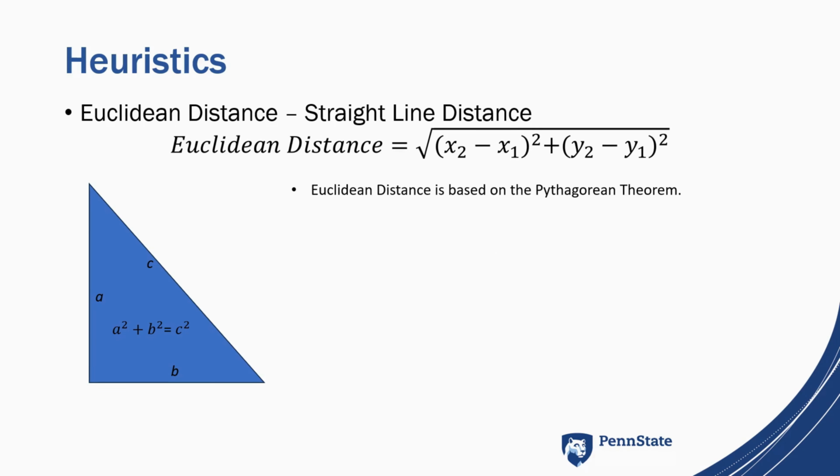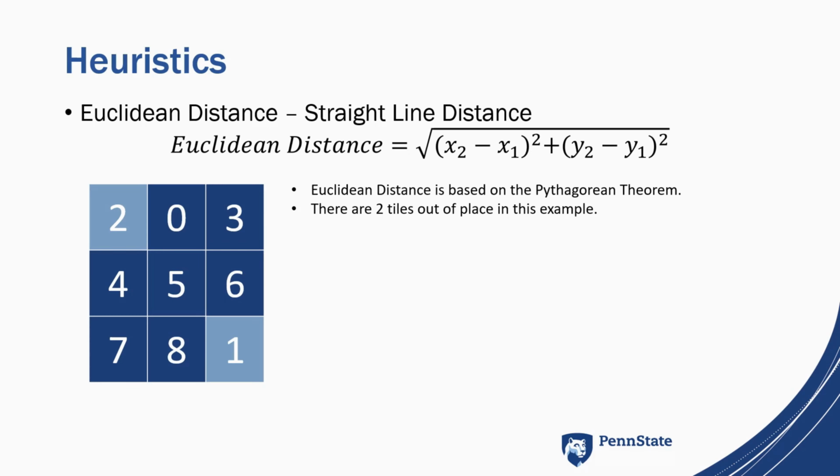While Manhattan distance is akin to walking blocks in a city, Euclidean distance is as the crow flies, or the straight line distance between the start state and the goal state. We can find this distance using the Pythagorean theorem. The Euclidean distance is equivalent to the hypotenuse of a triangle, where a and b are the difference in x and y values. This example has 2 tiles out of place.